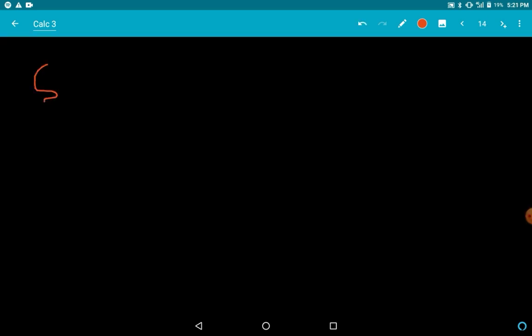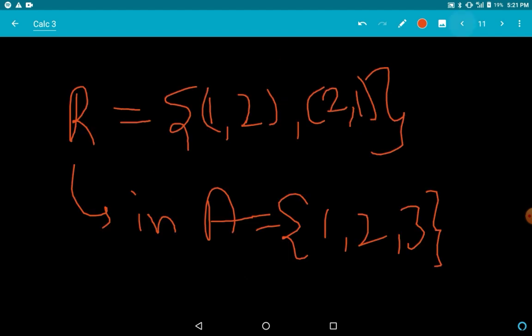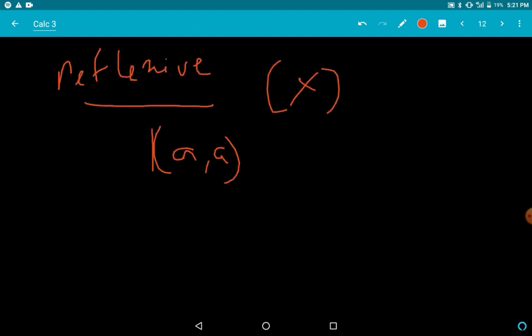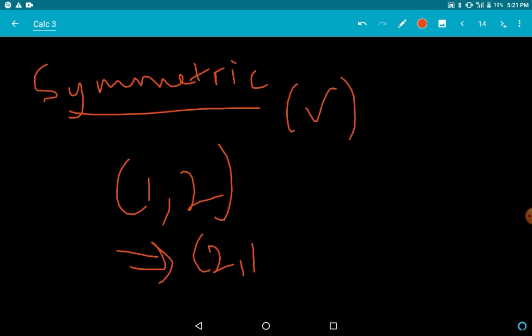Now symmetric. You see, if (1,2) exists, then (2,1) should also exist, and that is what this set has. So this is symmetric. Understand? So this is a symmetric relation, but not reflexive or transitive.